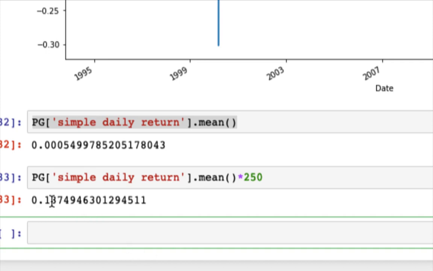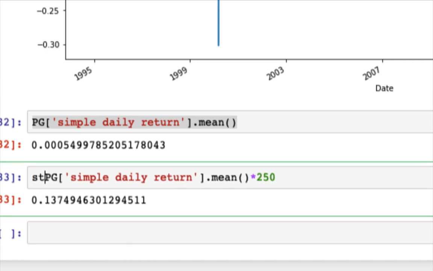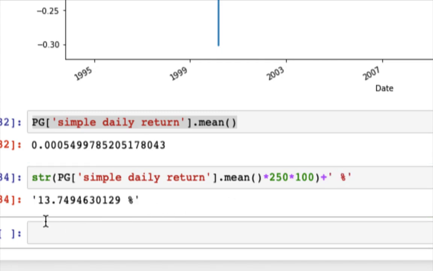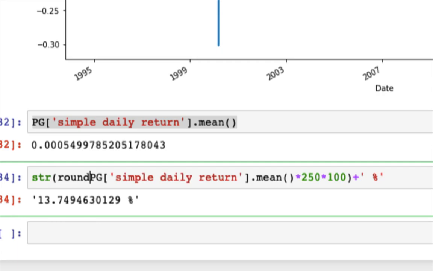Okay, this is 13%. Let's make it more readable. So multiply by 100 plus percent. Just an aesthetic modification. 13.74%. Oh, we can also round it. Round.